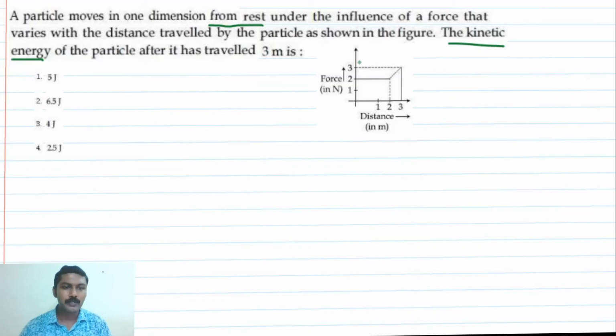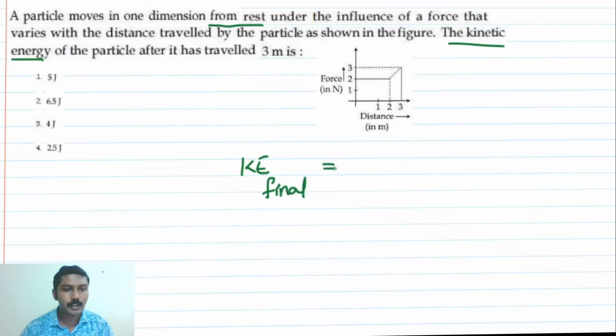Now let's look at this figure. We have force acting on the y-axis and distance given on the x-axis, both in SI units. That is why we don't have to worry about converting into any other units. The forces are marked as 1, 2, 3, and the distances are marked as 1, 2, 3 on the x-axis. So what you just have to find out is the kinetic energy after it has traveled 3 meters. That means we are told to find the final kinetic energy at the end of 3 meters, so we can call that kinetic energy final.